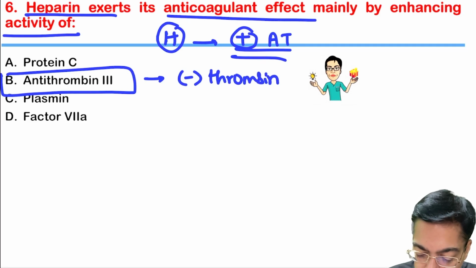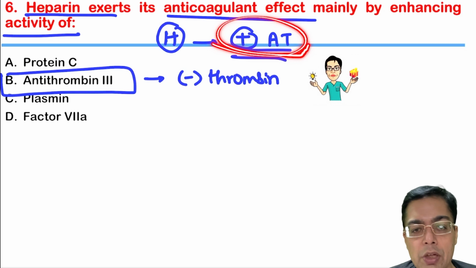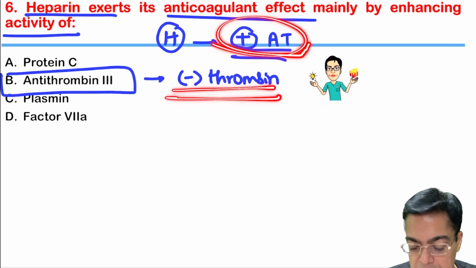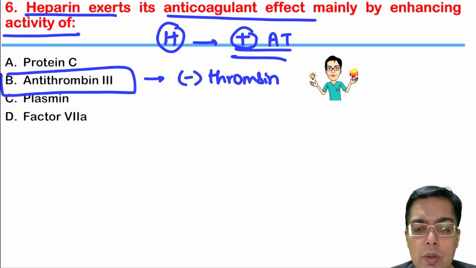So what is heparin going to do? Heparin is increasing the activity of antithrombin. Because you are increasing the activity of antithrombin, you are going to be decreasing the activity of thrombin, and that is how this particular drug is going to be exerting its anticoagulant effect.